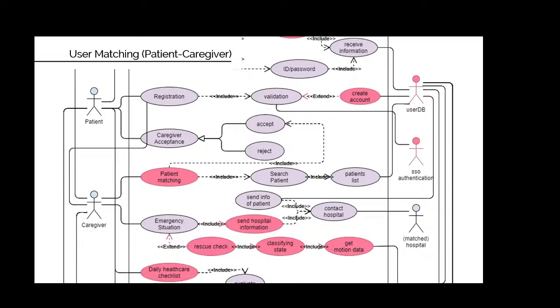Next is user matching. First, find the patient by birthday and name. Then the system sends an acceptance request to the patient. The patient can reject or accept. Only if the caregiver is accepted, he or she can get access to the patient information in the database.